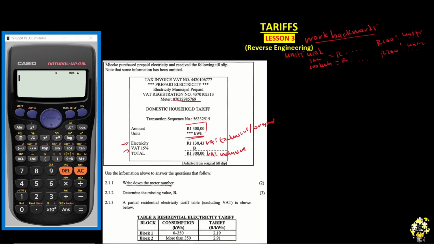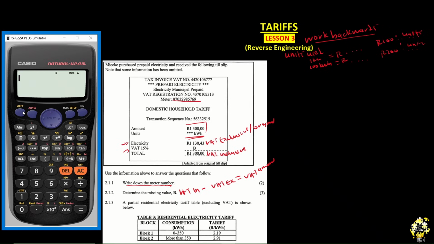To solve for B, it is as simple as I told you. You are solving the VAT 15%. It's more like you're solving the VAT amount. What did I say about solving the VAT amount? I said that you take the VAT inclusive and subtract the VAT exclusive, and you will get the VAT amount. I said that in the video that I said you should watch, which deals with value added tax. So let's quickly do that.